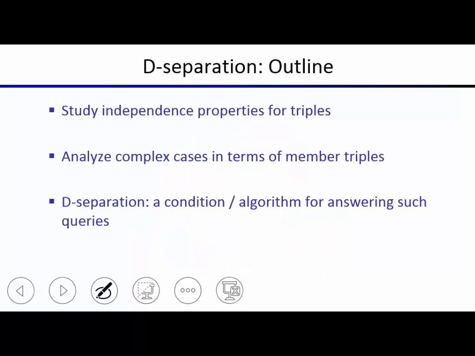What we'll do is study the independence properties for just Bayes nets with 3 variables. Then we'll see how we can analyze more complex cases by reducing them to studying the cases of Bayes nets with just 3 variables. That effectively will be the d-separation algorithm that will allow us to answer questions about, given a Bayes net, which conditional independencies we can guarantee even without having access to the tables.